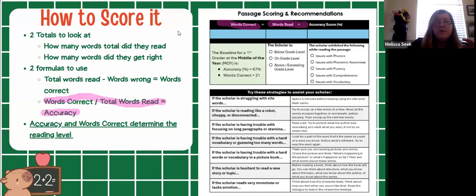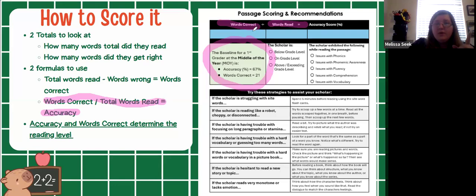Once you have your words correct and that accuracy score, that is what you're going to use to determine if they are on or below grade level. Right here in this blue box are what are considered the baseline scores for their grade level. This is the minimum threshold to be considered on grade level. For our first grader, they have to have 60% accuracy and get 21 correct for the middle of the year. I think at the beginning of the year, it's 10.